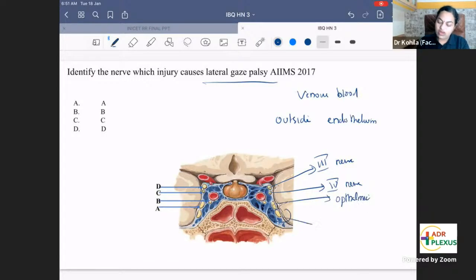Below that, trochlear nerve, and below that, ophthalmic division of trigeminal nerve. Okay, this one lower down is maxillary division of trigeminal nerve, but this has been removed from the textbooks, but not from the pictures seen in Google. Maxillary division of trigeminal nerve has been removed as a content from the lateral wall of cavernous sinus years back.